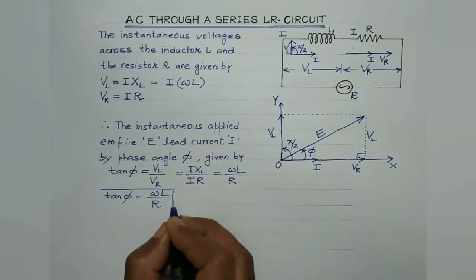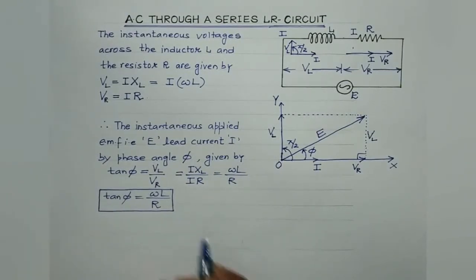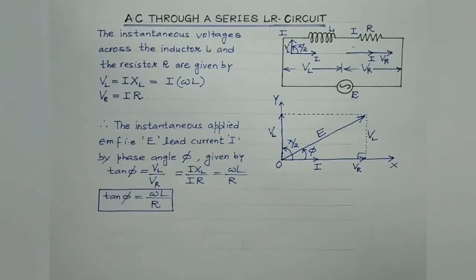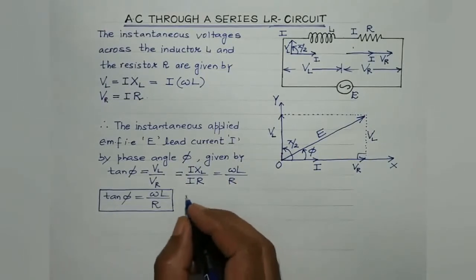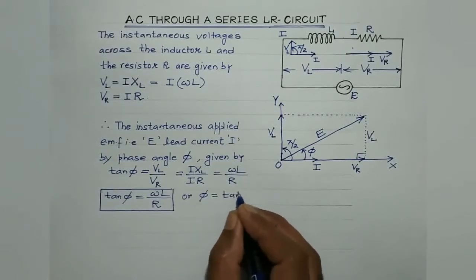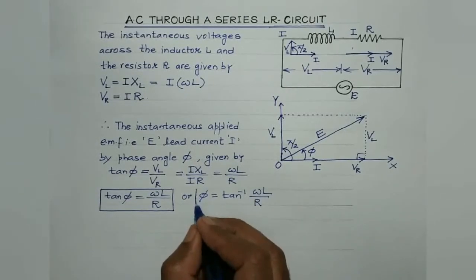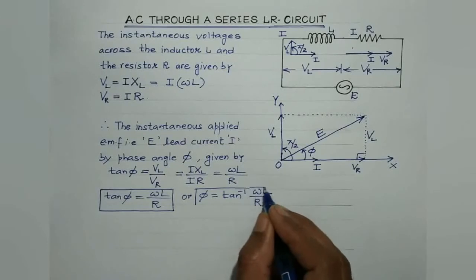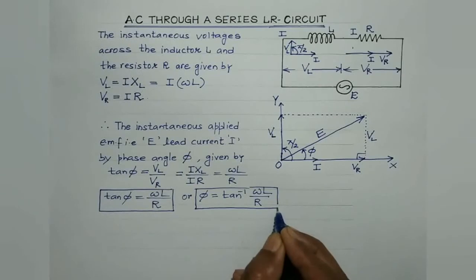Phi is the angle through which the EMF leads the current I, right? So in the case of an AC circuit comprising of an inductor and a resistor connected in series, the EMF leads the current by phase angle phi, given by tan phi equals omega L by R, or it can also be written like this: phi is equal to tan inverse omega L by R. So this is the phase angle between the EMF and the current I.